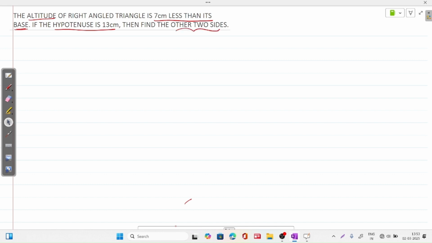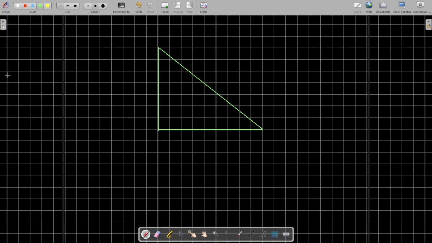What does that mean? Say for example, I consider the base to be x. And what did they give? The altitude is 7 centimeters less than its base, which means I can write the altitude to be exactly x minus 7.